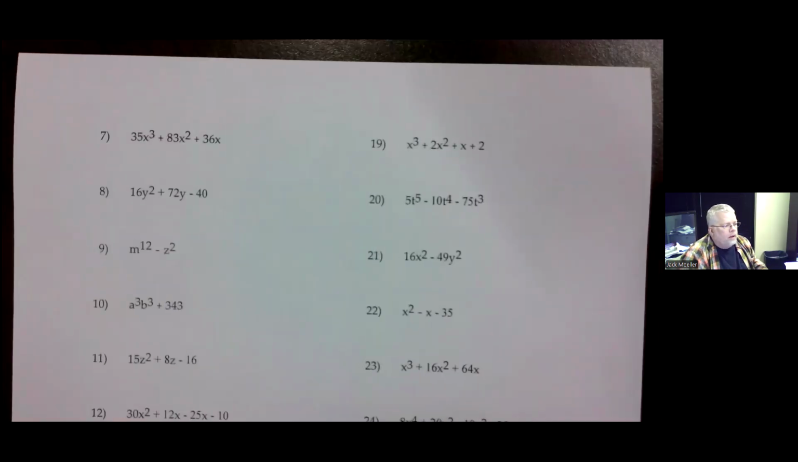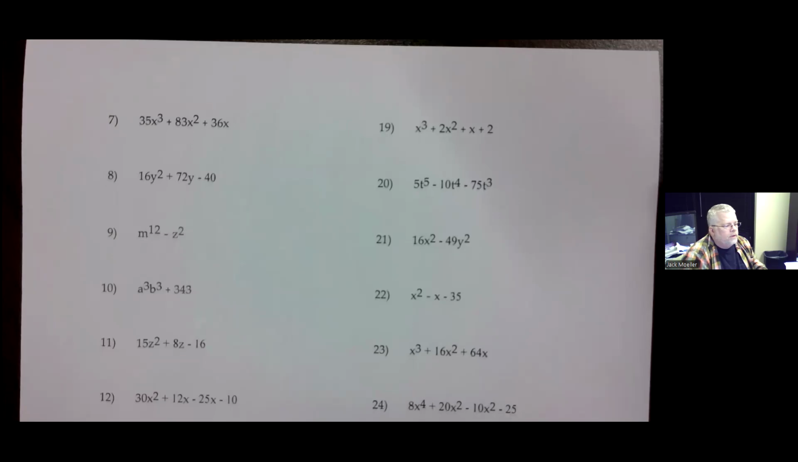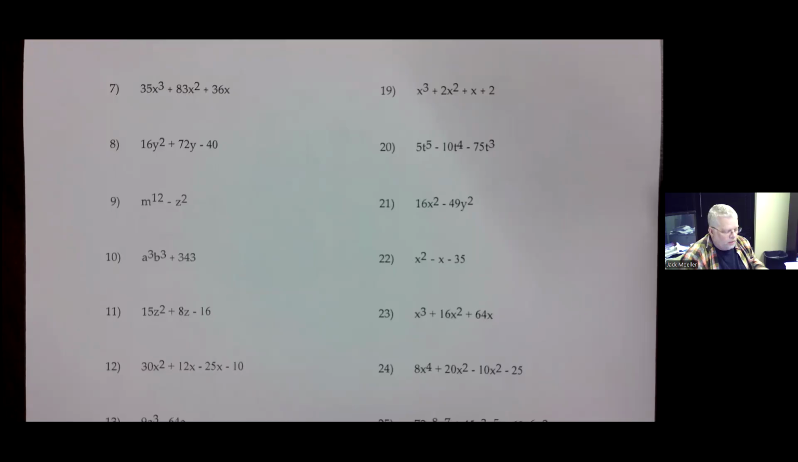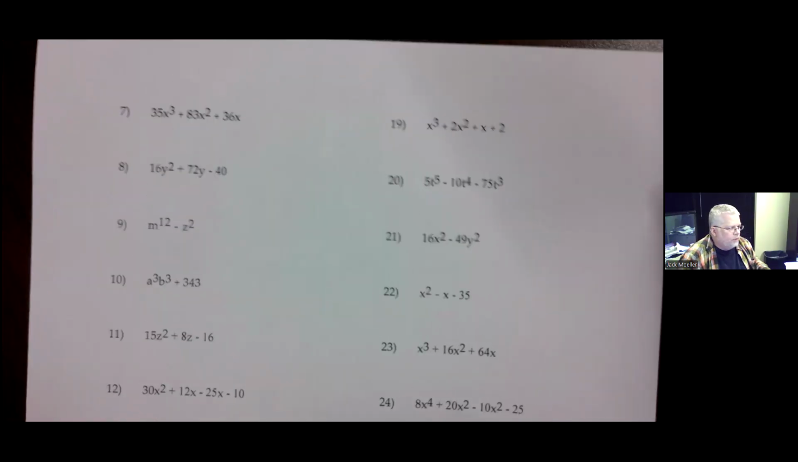All right, so look at 7 through 12, and I'll give you a couple minutes there to see if you can identify the technique. And again, if you're rusty on this, just try to make a guess. But one thing I would recommend is at least go by the number of terms.